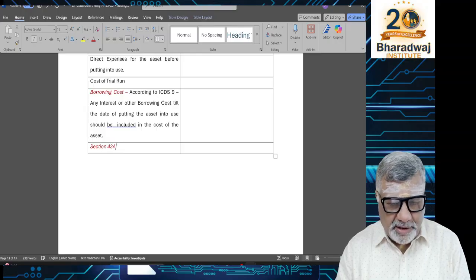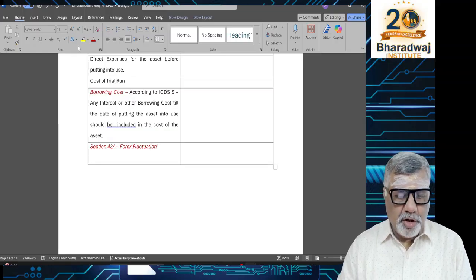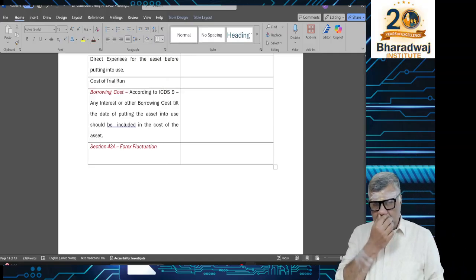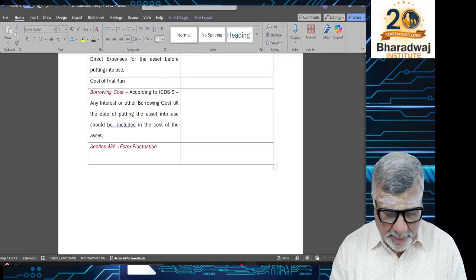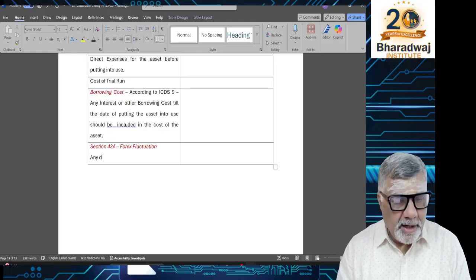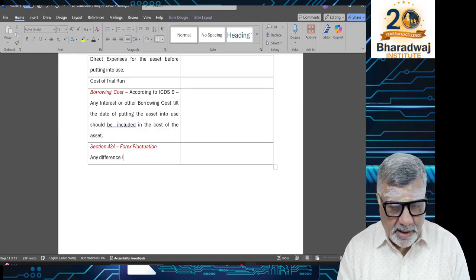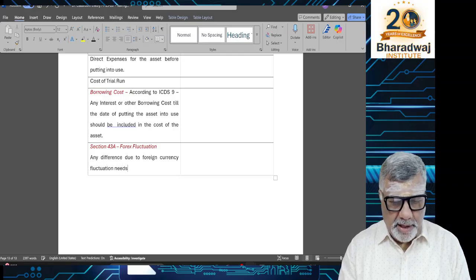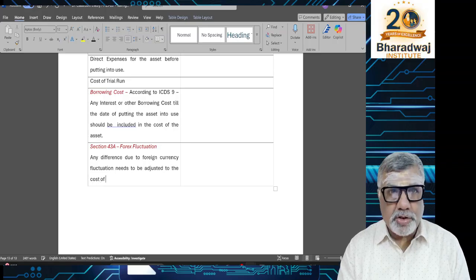Section 43A, Forex fluctuation. Any difference due to foreign currency fluctuation needs to be adjusted to the cost of the asset.